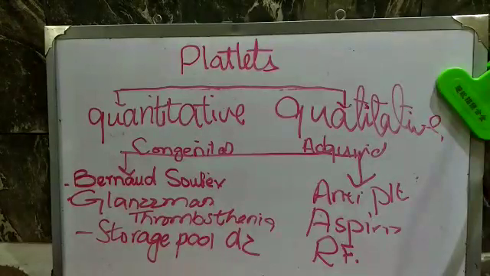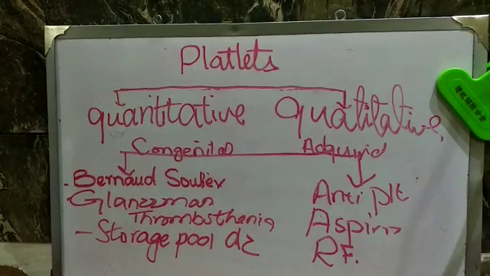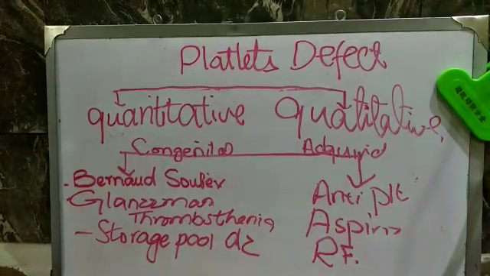Hello everyone. So today I am starting another topic of hematology. To understand this topic, you need to watch my previous lectures. In my last lecture, I talked about hemostasis. For hemostasis or thrombus formation, we need three things: blood vessel, platelet and clotting factor.